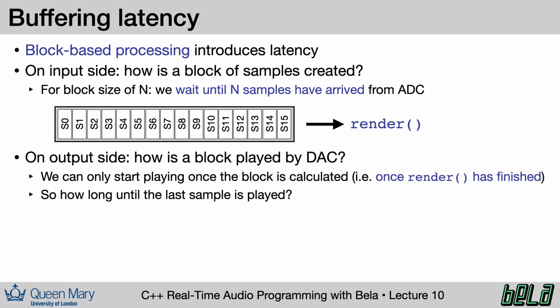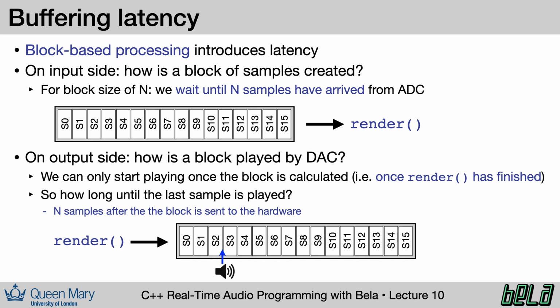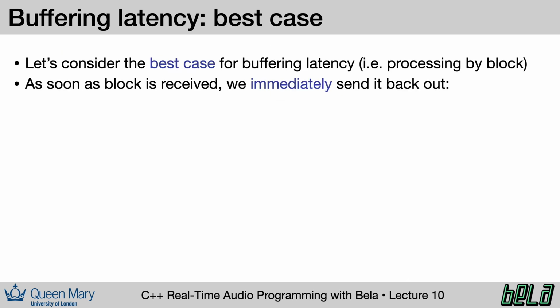Then on the output side, we need to consider how we play back a block that was calculated in our render function. What'll happen is that our render function will return an entire block of samples, which then needs to be played. So how long will it be until the last of those samples is played? Well, the answer is for a block size of n, it will take n samples until the last of the samples is sent to the hardware, like this. You can see here that it would take 16 samples before the playback reaches the end of this block. Therefore, let's consider the best possible case for buffering latency, which is a straight-up pass-through.